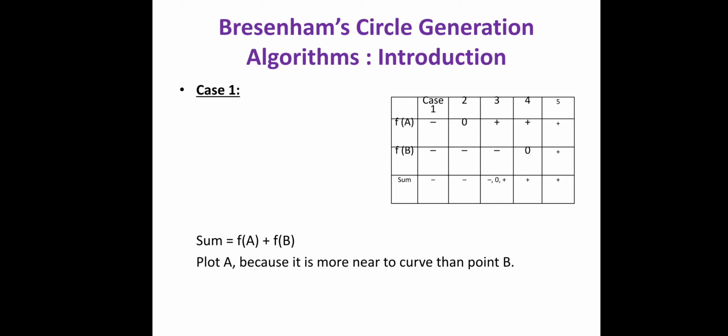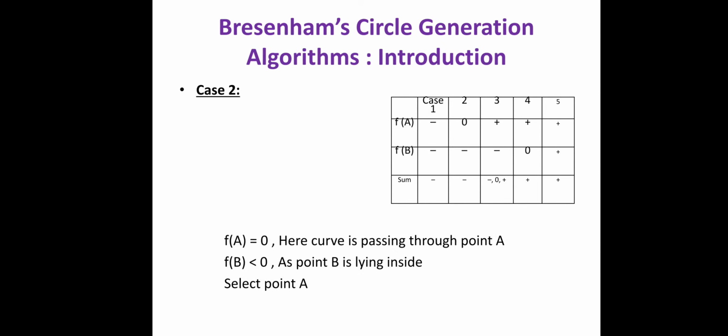Now again we will start with case number 1. For this case I will take the summation of f of a and f of b. From this, f of a and f of b are both negative, the summation is also negative, which means both points are inside the circle, right. So which point do I have to select? From a and b I will select a, because it is nearer to the curve, or nearer to the circle, than point b. So in that case I will select a as my next point.